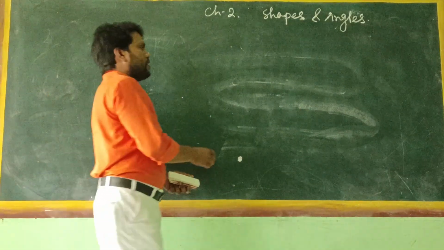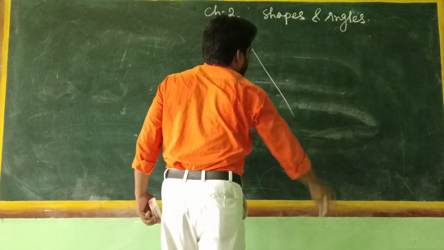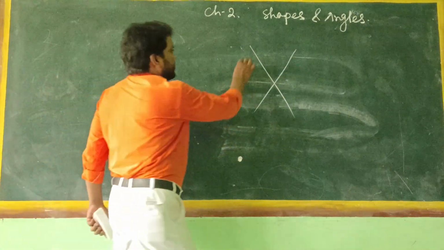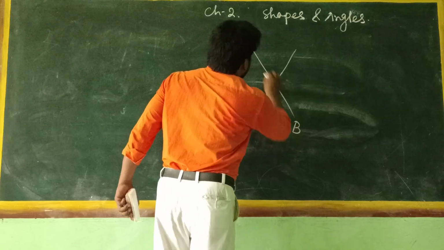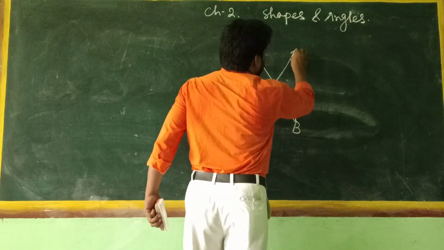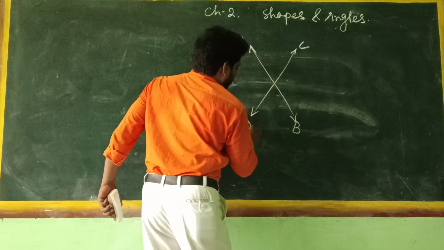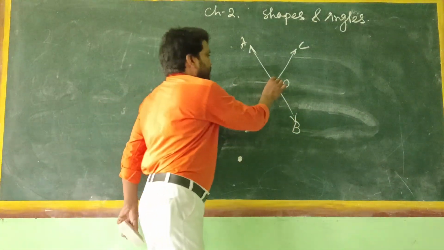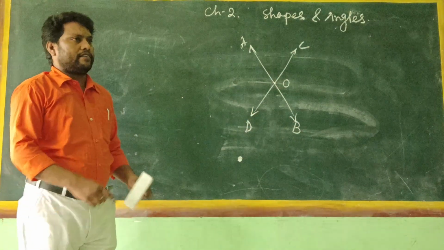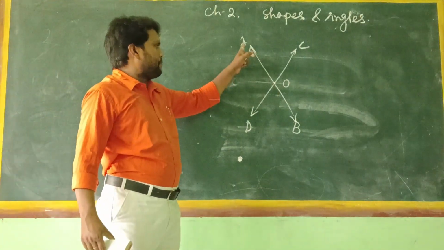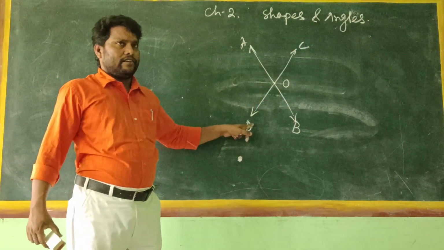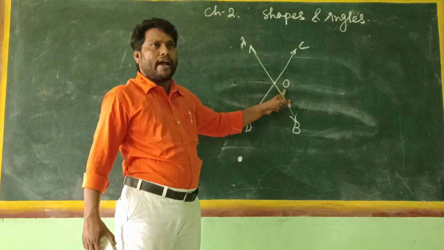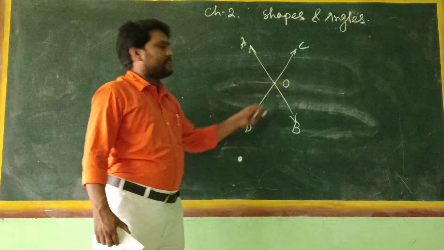Next, come to the intersection. Suppose this is a line, this is another line. They intersect. Suppose AB line and CD line intersect at point O. So O is the intersecting point of lines AB and CD.